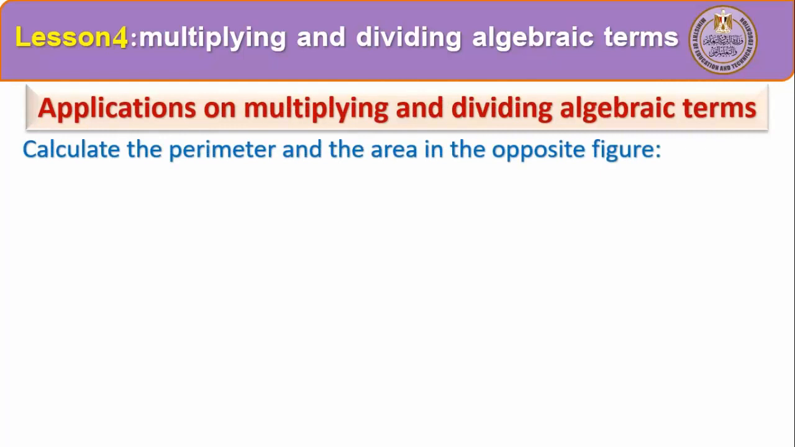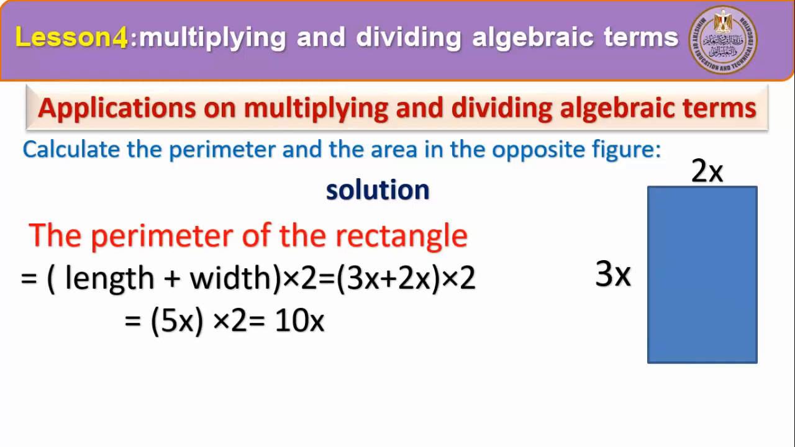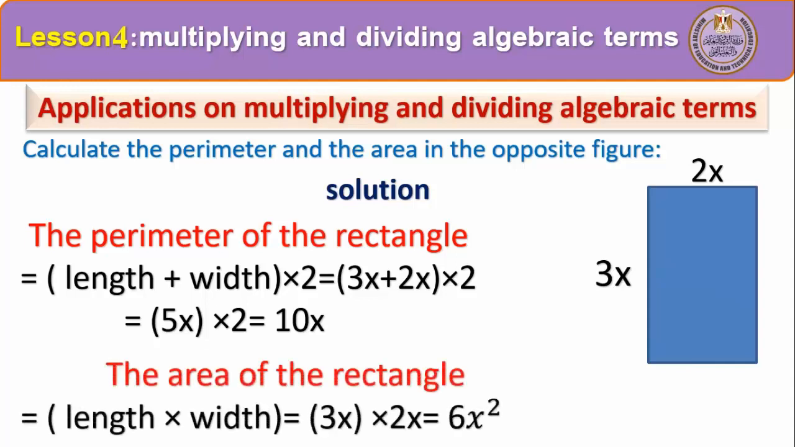Our last part in our lesson today is applications on multiplying and dividing algebraic terms. Our example now is to calculate the perimeter and the area in the opposite figure. We have a rectangle with length 3x and width 2x. How can we calculate its perimeter and its area? You know that the perimeter of the rectangle equals length plus width all times 2. So we will add 3x to 2x to get 5x. When we multiply 5x by 2, we have 10x. So the perimeter of this shape is 10x.